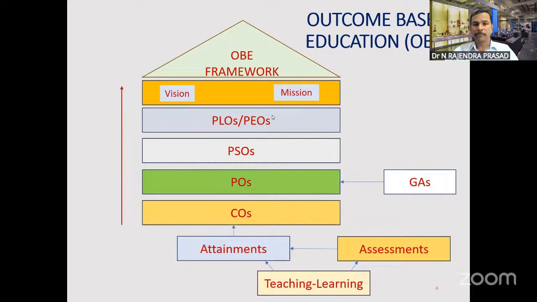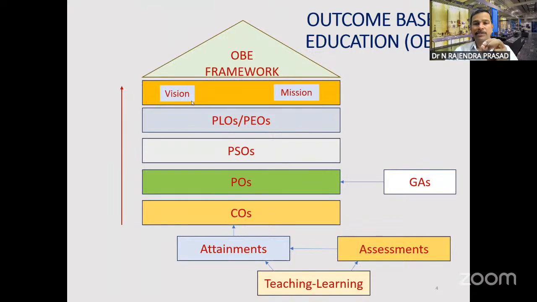This is very important. You can see this outcome-based education framework will become successful only when the teacher does his duty very, very effectively. So that is interrelated to one another: teaching, assessment, attainment, course outcomes related to courses, program outcomes related to programs, program specific outcomes related to programs, program learning objectives related to the educational institution, program educational objectives that are also related to the educational institution.